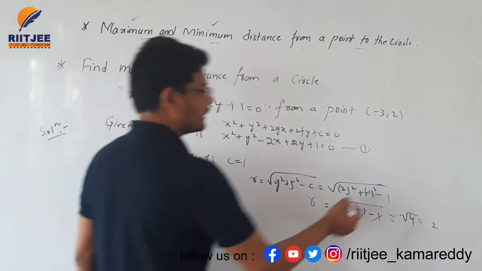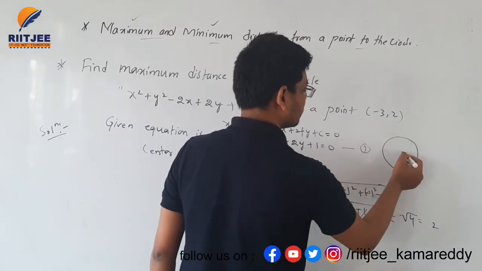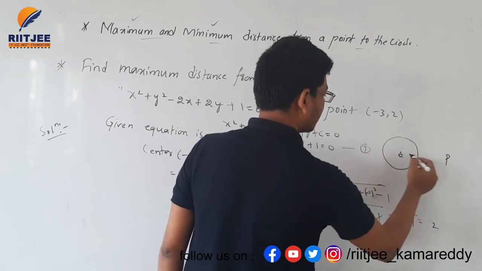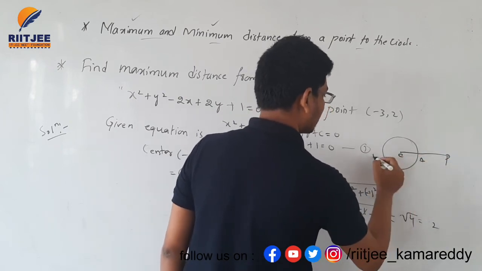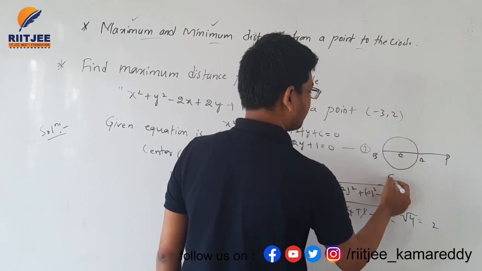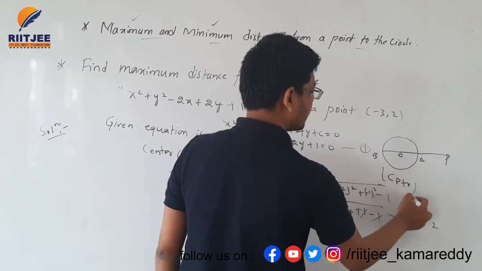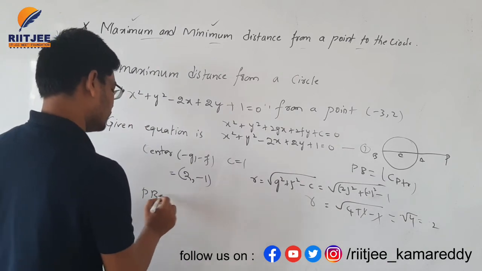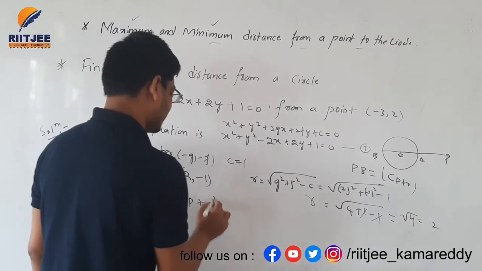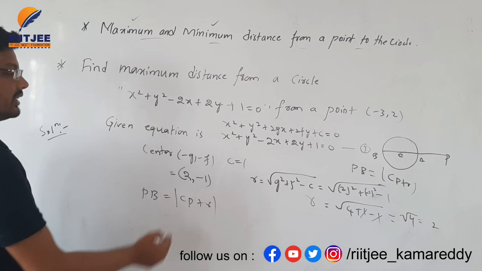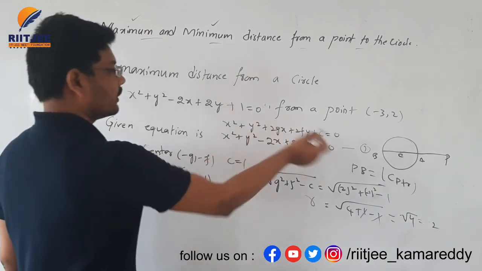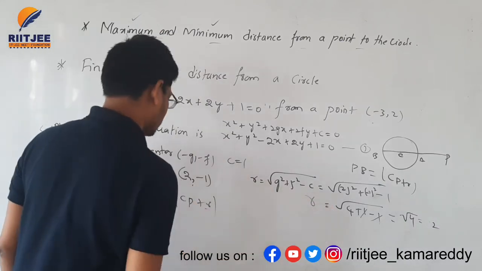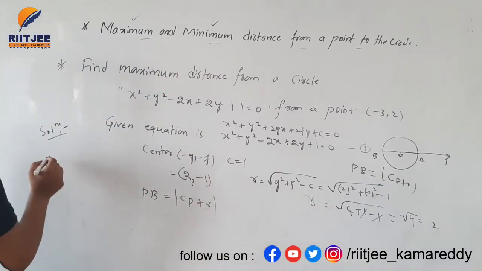Next, we want to find the maximum distance. Here I am taking a circle. This is the center, this is the point P, this is A and this is B. PB is equal to CP plus R. CP is the distance from the center to the point, plus R we got. CP distance is nothing but here CP.